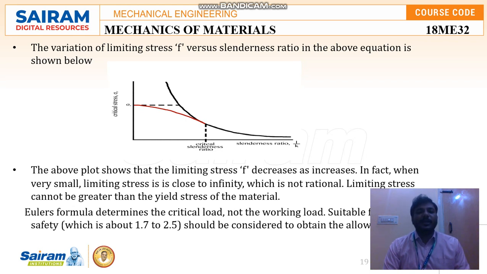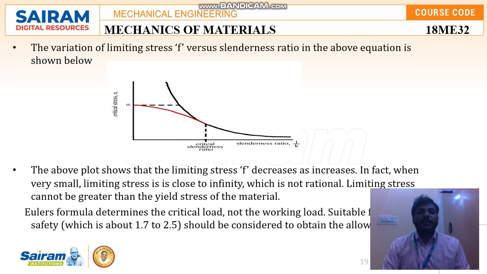Yield stress is nothing but the maximum stress the material can withstand at the yield point. We use this graph to compare the limiting stress versus slenderness ratio. Based on this we can identify that whenever the limiting stress is decreasing, the critical slenderness ratio will be increasing. Whenever the slenderness ratio is very high, the limiting stress will be very low, and when it is small, the stress is close to infinity, which cannot be considered. So by using this we can consider the yield stress of the particular material.